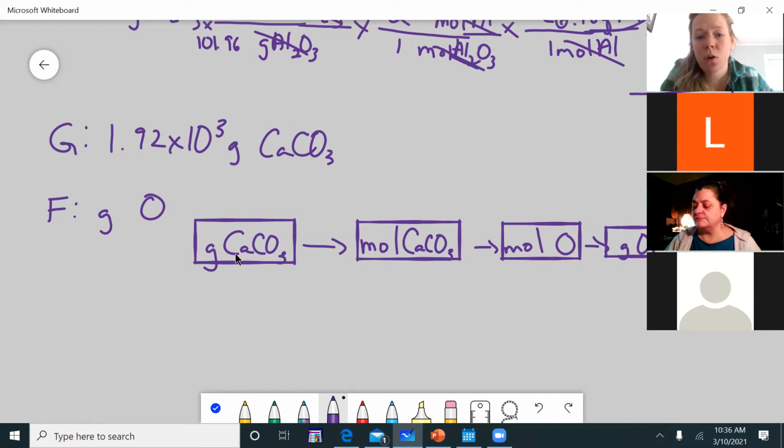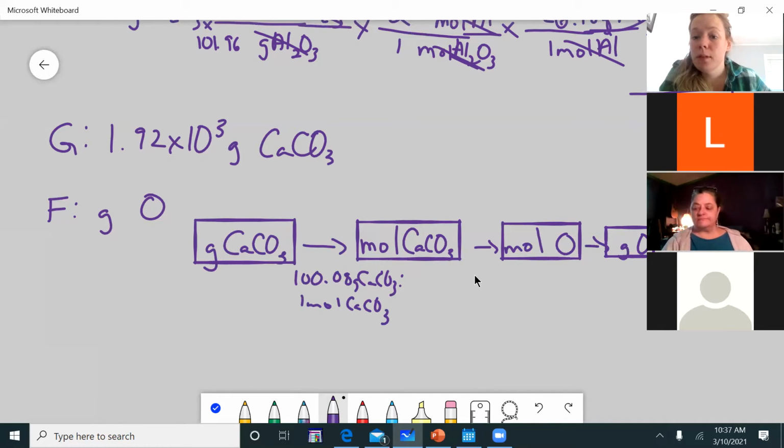And then I'm going to fill in my steps here. So anytime we go from gram to mole or mole to gram, we need the molar mass. The molar mass of calcium carbonate is 100.08 grams of the calcium carbonate for every 1 mole of calcium carbonate. We calculated that earlier in class. The relationship between moles of the compound and moles of oxygen specifically, we just want to look at the oxygen. Well, it looks like we get 3 oxygens for every one molecule, right? So 1 mole of the CaCO3 is going to give us 3 oxygens.